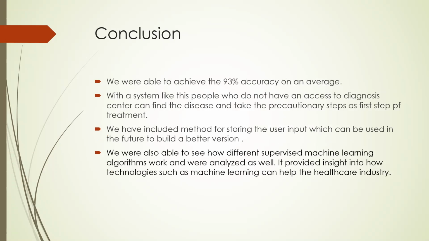And the conclusion was that we are able to achieve 93% accuracy on average. We set out to develop a system that can forecast disease based on symptoms provided to it. A system like this can cut the amount of time people spend in hospital emergency rooms and lower the workload on medical staff. Here, we were successful in developing such a system employing 4 different algorithms in the process. On average, we attain 93% accuracy, and a system of this type can be sustainably dependable given its performance. Here we have included a method for storing the user input, which can be used in the future to build a better version.